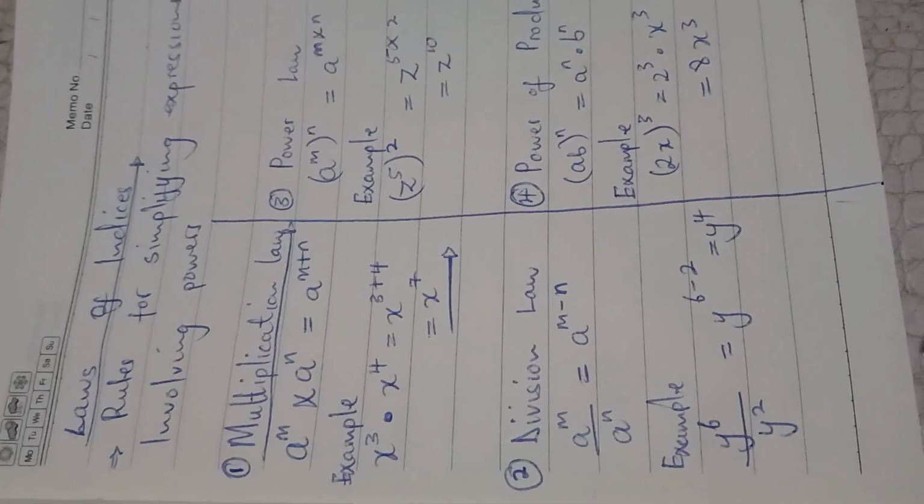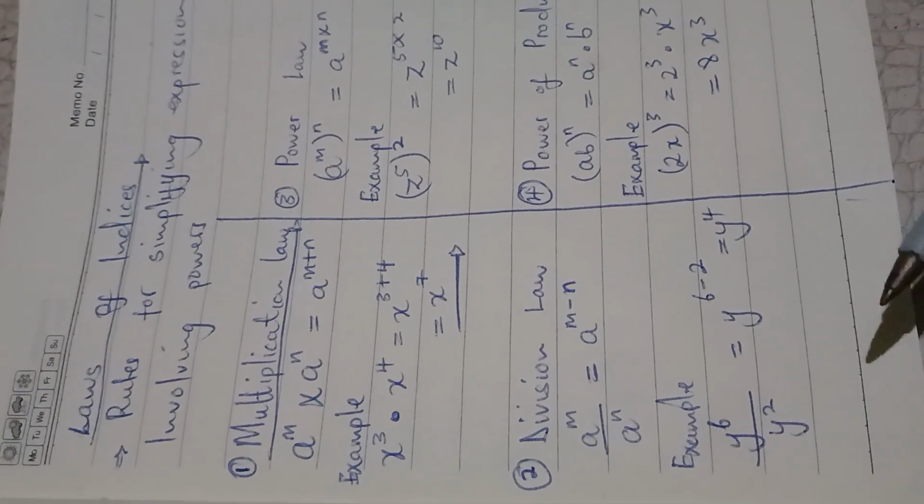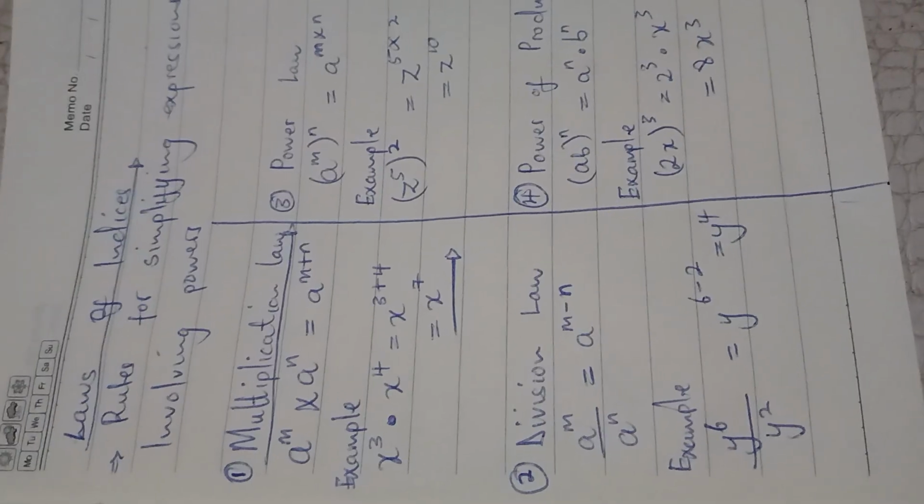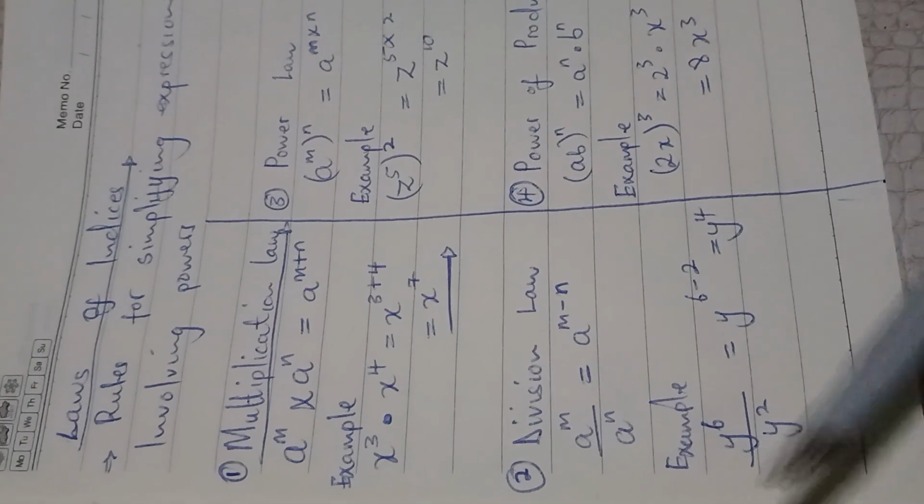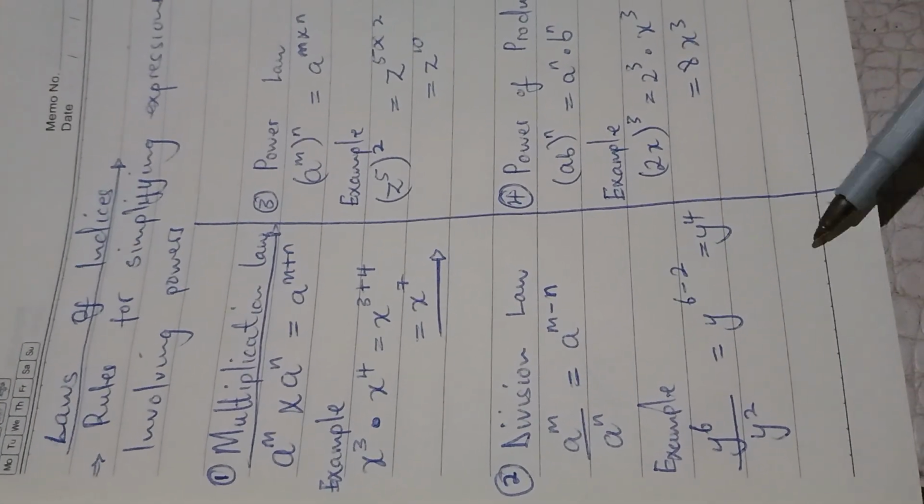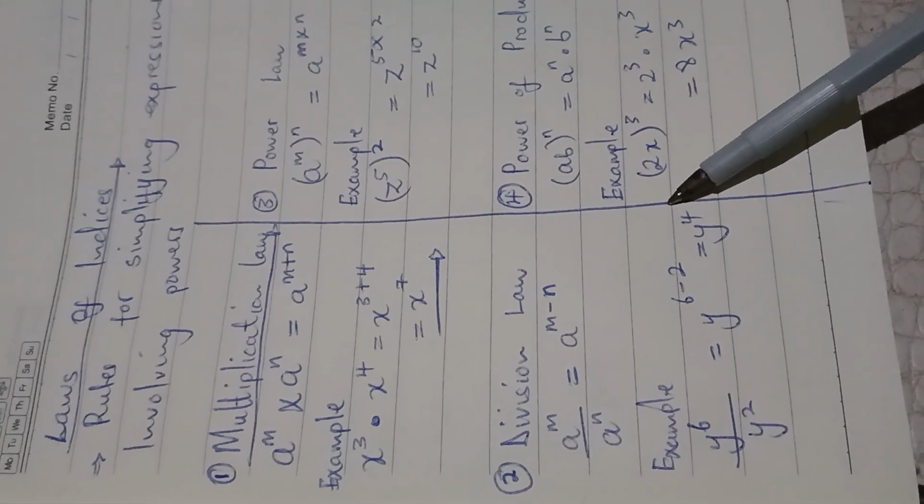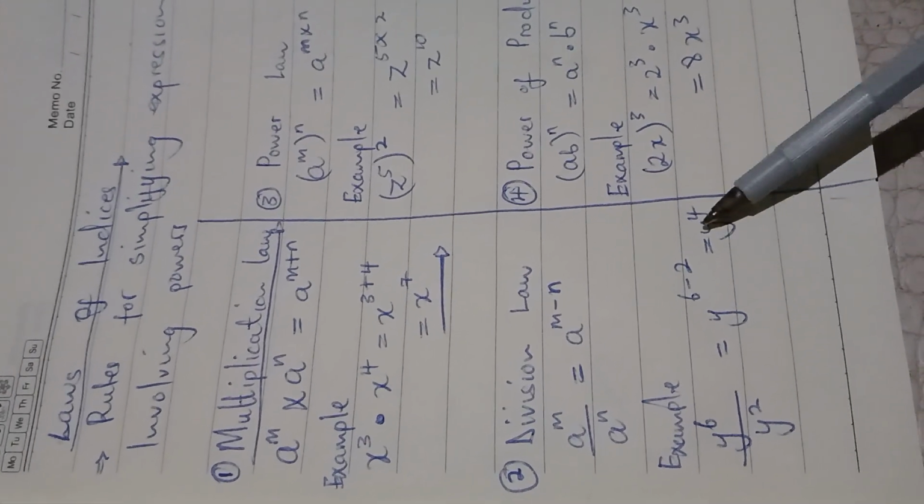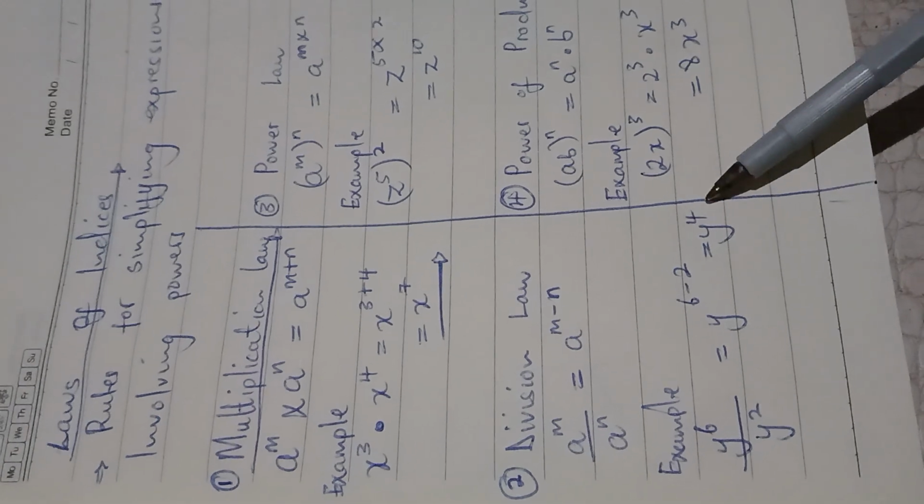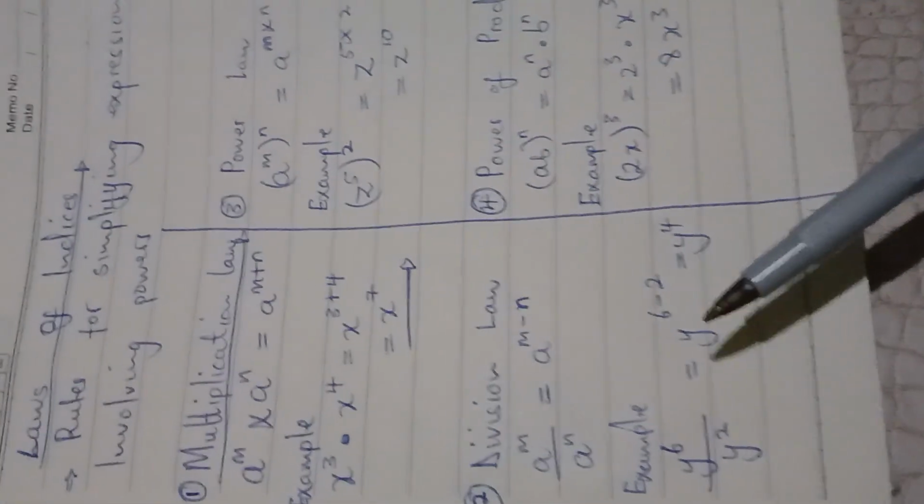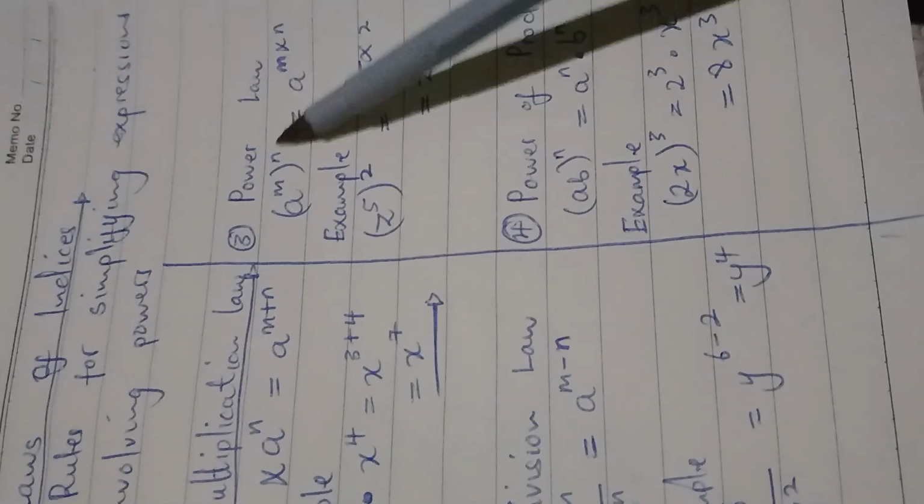So an example is y to the 6 over y to the 2 is equal to y to the 6 minus 2. 6 minus 2 adds up to 4, which means our final answer becomes y to the power 4. Then we have the power law.